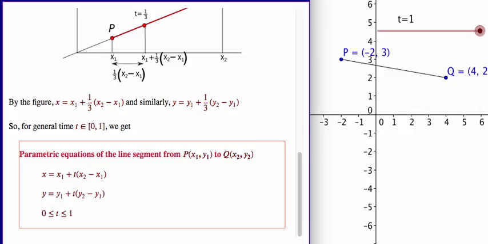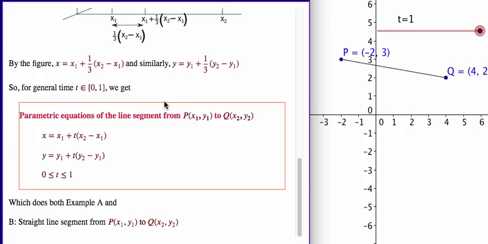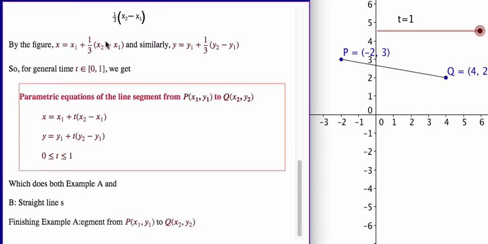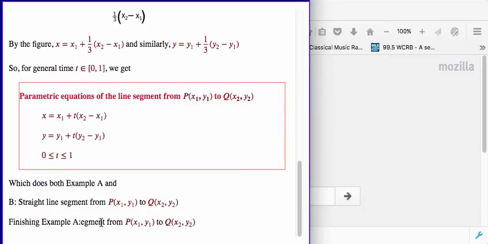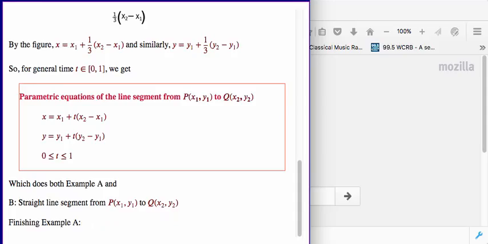Well, for example A, I guess we haven't done it specifically. We haven't actually put in the numbers. So in this particular case, let's finish example A. I'd like to see what I just typed come up. Right, finishing example A. I'm not sure what that is. Let's just see what that is. It said the straight line segment in general. Okay, let's finish example A. If I can get that right, there we go.